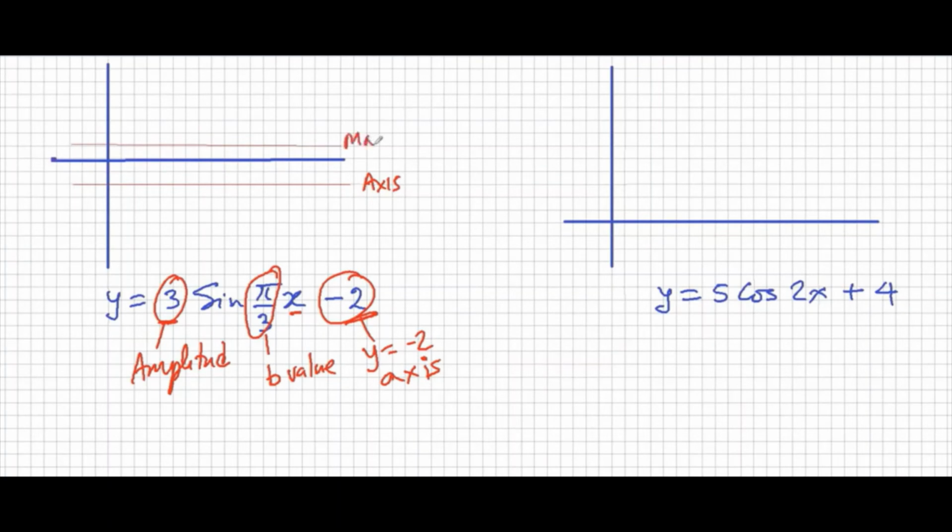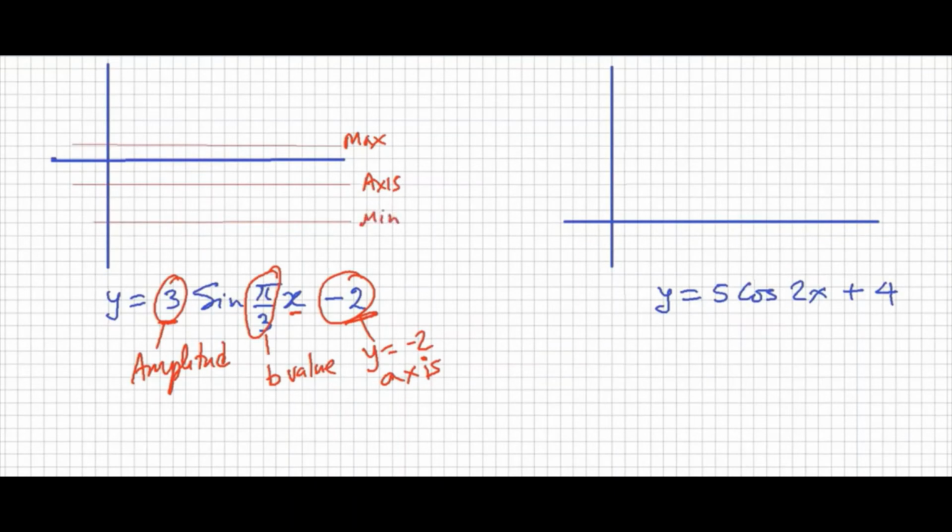Let's write maximum here. Similarly, we can draw a minimum, which is 3 units down because amplitude is 3. So 3 units below axis. So 3. This is minimum. And I've drawn them very light because I just want reference.